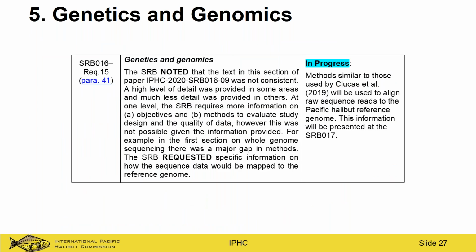Yep. All right. So the next request, request 15, is that the SRB requested specific information on how the sequence data would be mapped to the reference genome. For this, we're going to use methods that have been applied to similar studies that also used low coverage genome sequencing. In particular, Klukas et al. 2019 applied very similar methods to conduct a similar analysis with Atlantic cod. So next slide.